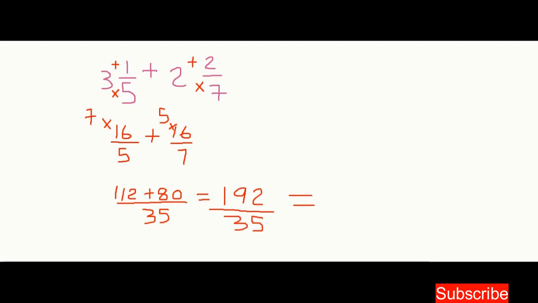So 35 into 192 goes 5 times, and the remainder is 17. So therefore, this is our answer.